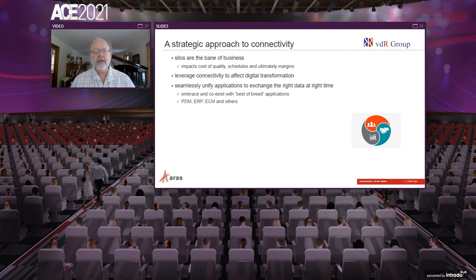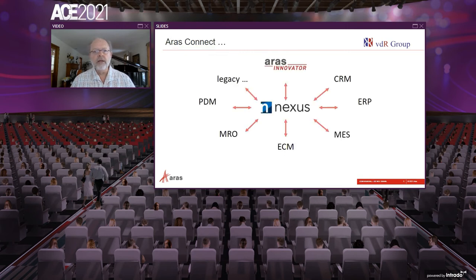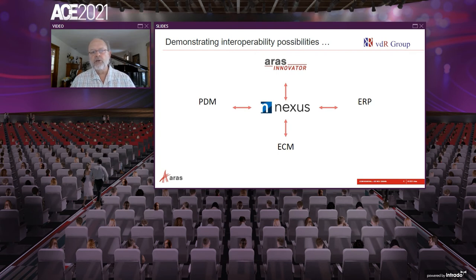And it is about connectivity and being able to connect applications with the right data at the right time, coexist with other platforms, might even be competitive platforms, and so on. So this diagram illustrates what has been done with Nexus, being able to connect Aras Innovator into these other platforms. But in the spirit of sharing a strategic approach to how Nexus can enable this, we'd like to go kind of through a story of what it means to connect to other systems.